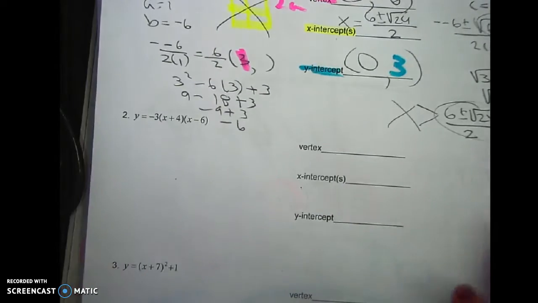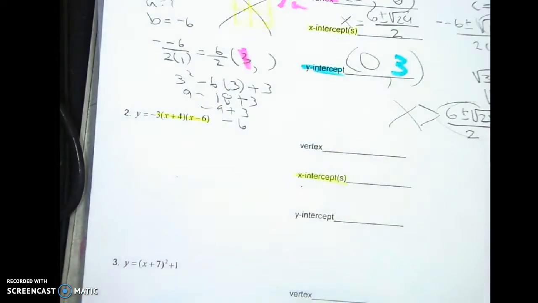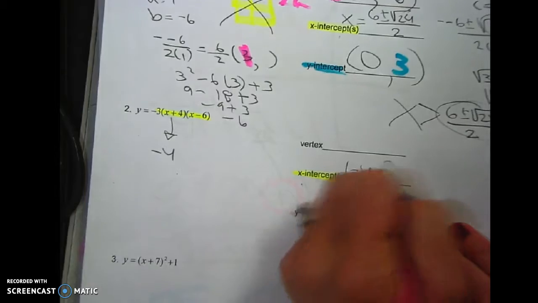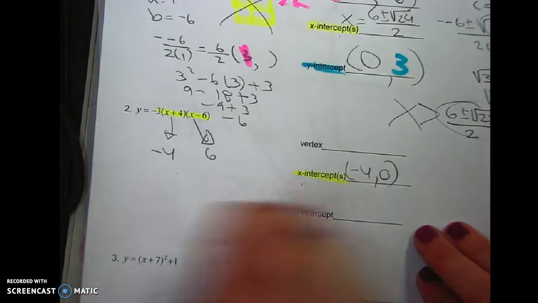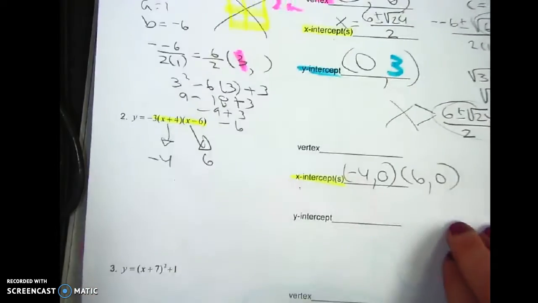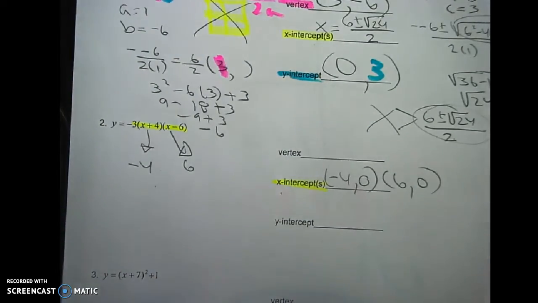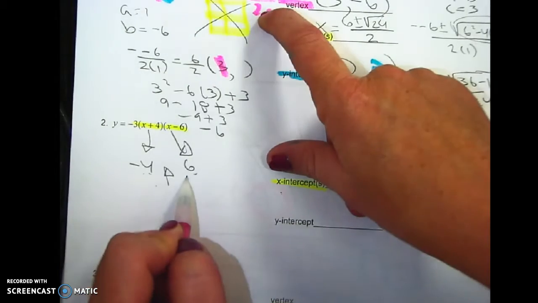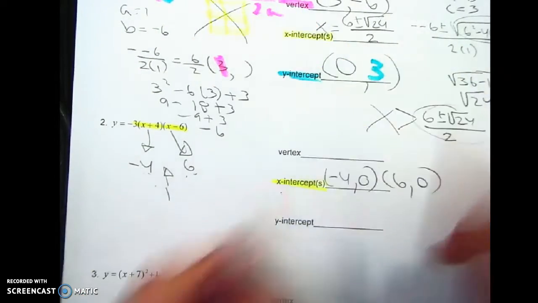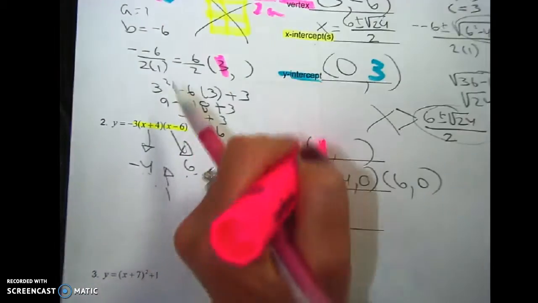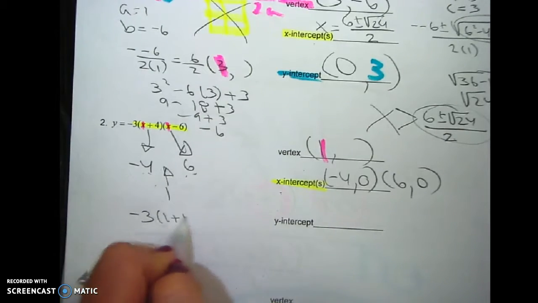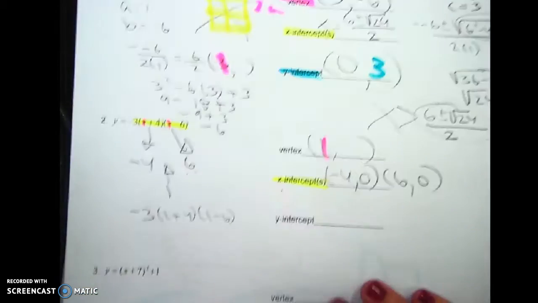The next one's in factored form, so I can find the x-intercepts just by setting that equal to 0. So if I set that equal to 0, I get negative 4, 0. If I set that equal to 0, it's 6, 0. So that one was no problem. The vertex is halfway in the middle, or the formula. I don't want to use the formula. I can figure out what's halfway in between, and halfway in between is 1. So I plug in 1 to my x, and I'm going to figure it out. Negative 3, 1 plus 4, 1 minus 6.